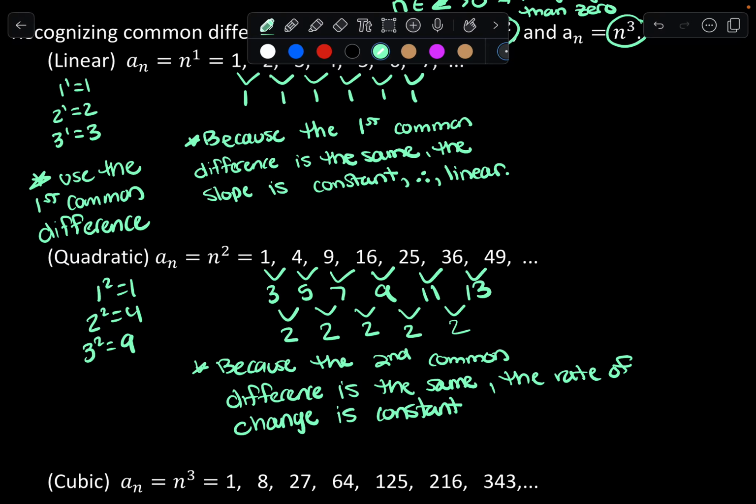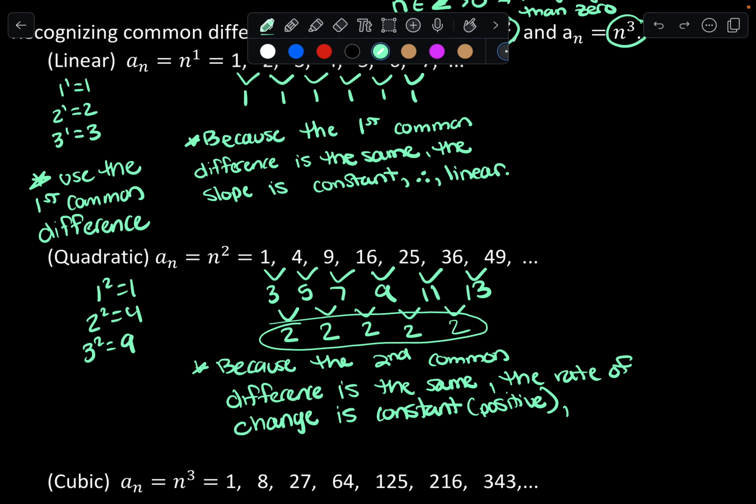But though the rate of change is constant, you can see that it's positive, all right? So it's a positive constant, which means if the rate of change is a positive constant, that means the rate of change itself is increasing.